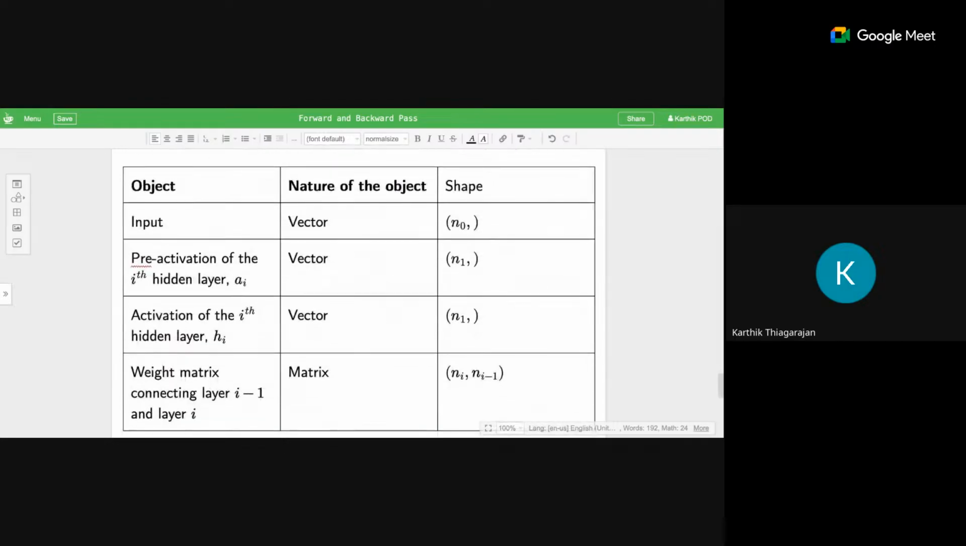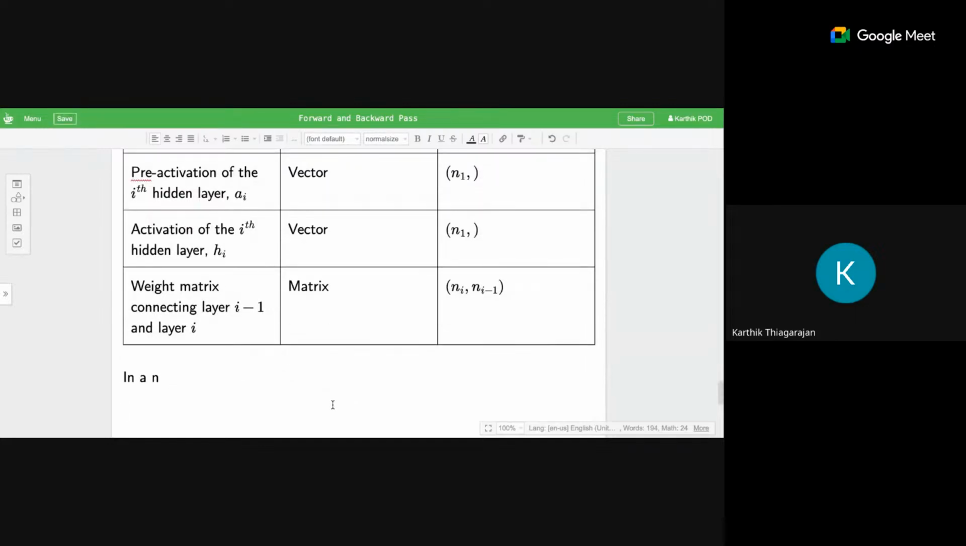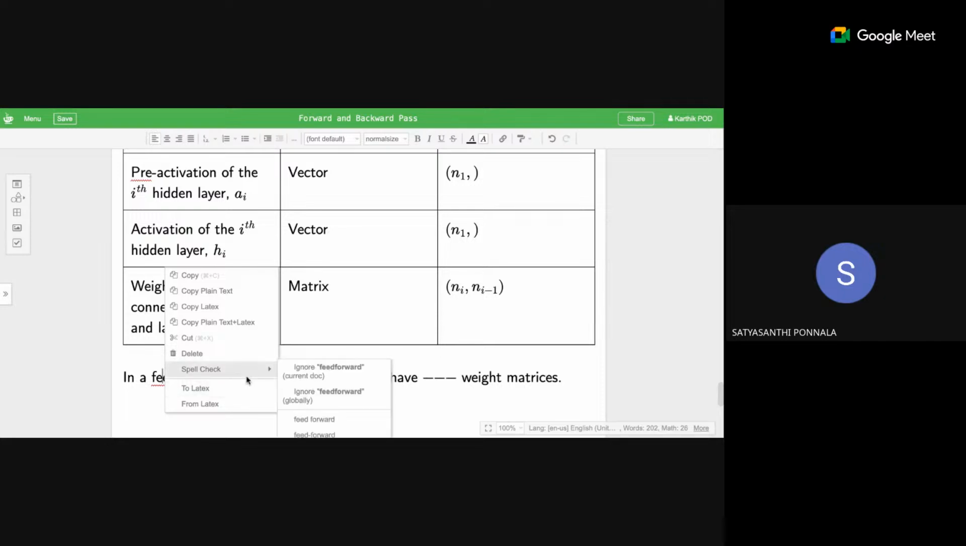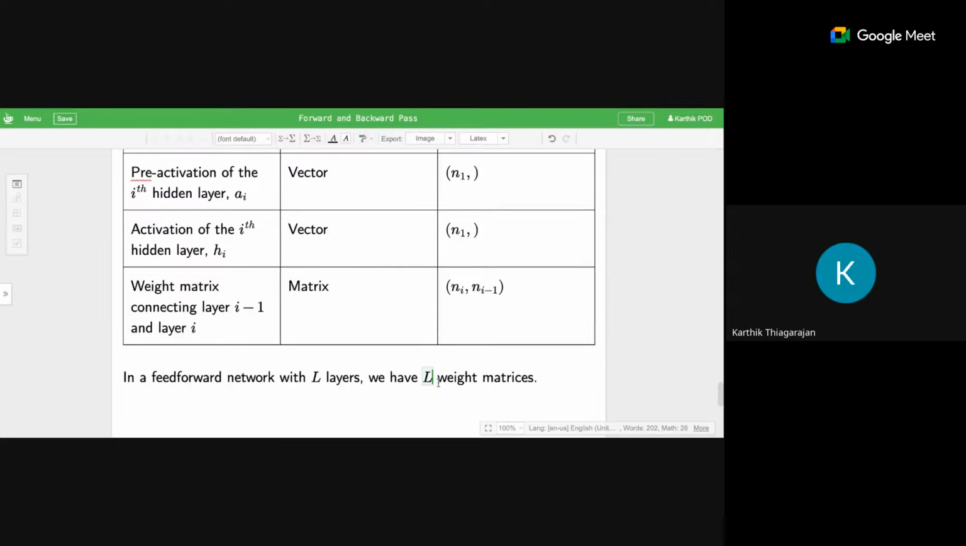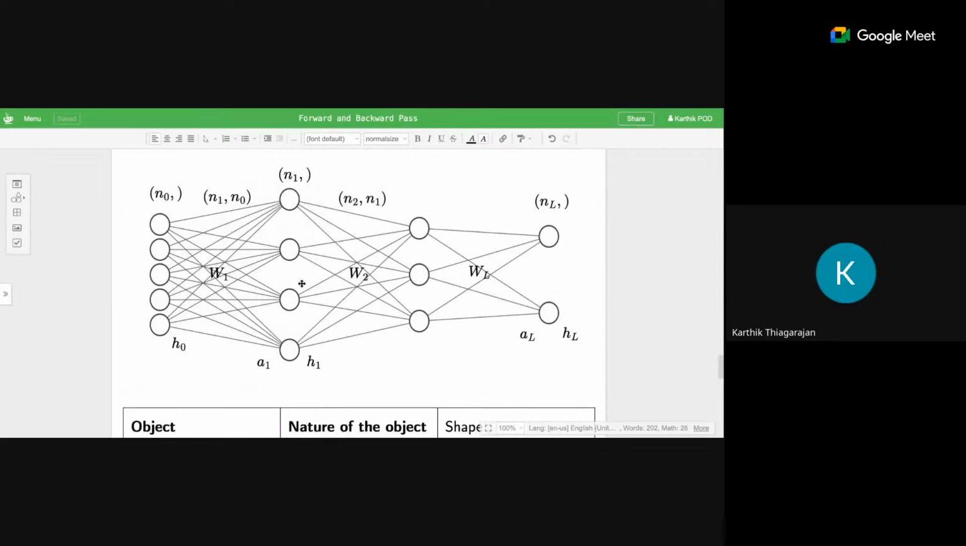So in a feedforward neural network with L layers, we have, what will be the answer here? What will you fill here? L. Yes, this is the L, right? So you have L weight matrices. If you forget the input, there are L computational layers.